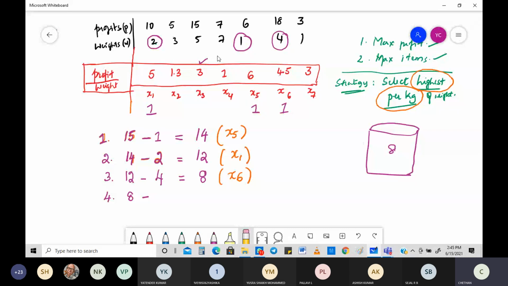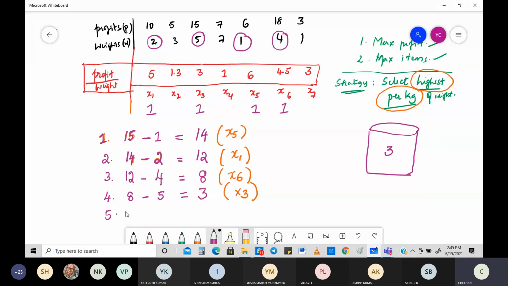Be careful. Okay, I'm going to put this object. What is the weight of this object? It is 5 kg. Can I put all the 5? Yes. Okay, I can put all the 5. So 8 minus 5, 3 kgs. Now remaining is only 3 kgs. Okay, which object did I put? I have put this one, right? So it is nothing but X3.